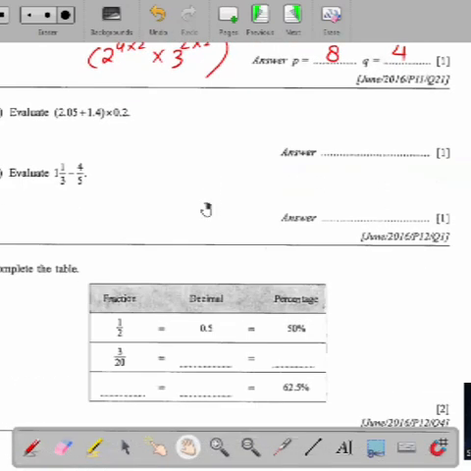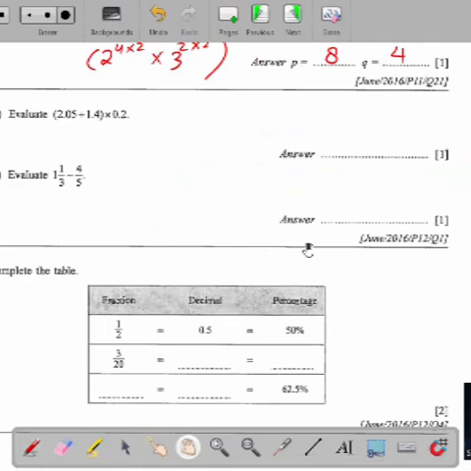Right now he is going to say that we should go for the simplification of this fraction expression. All right. First of all, I will go for the brackets. So 2.05 plus 1.40. So it is 3.45 over there.